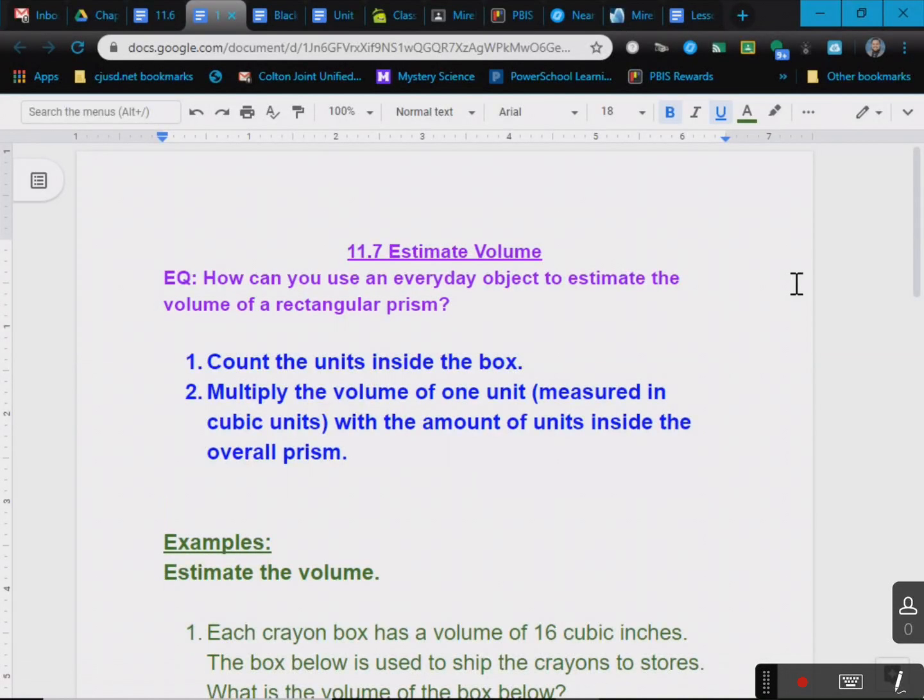Hello everyone, welcome to 11.7 Estimate Volume. The essential question is, how can you use an everyday object to estimate the volume of a rectangular prism?